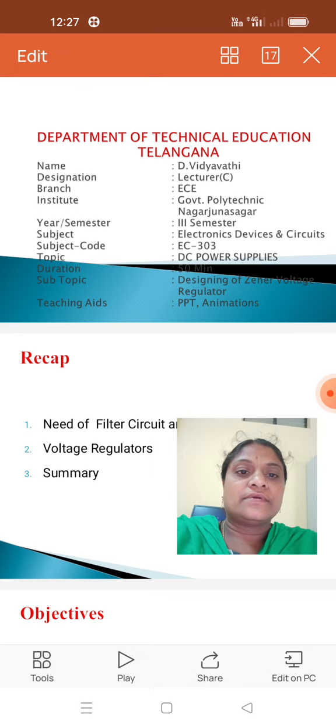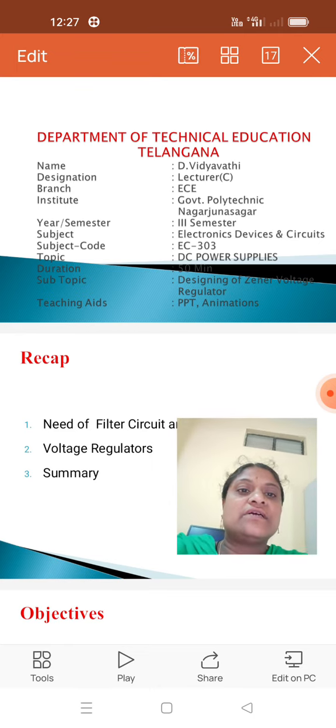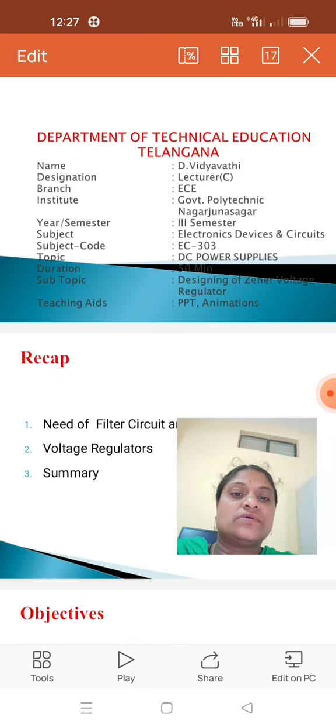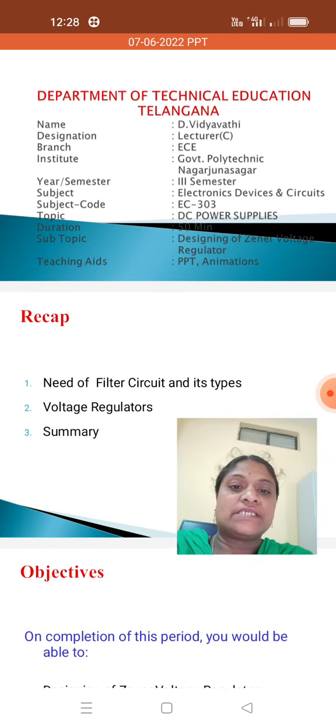Good morning. Today our new class is designing of Zener voltage regulator.